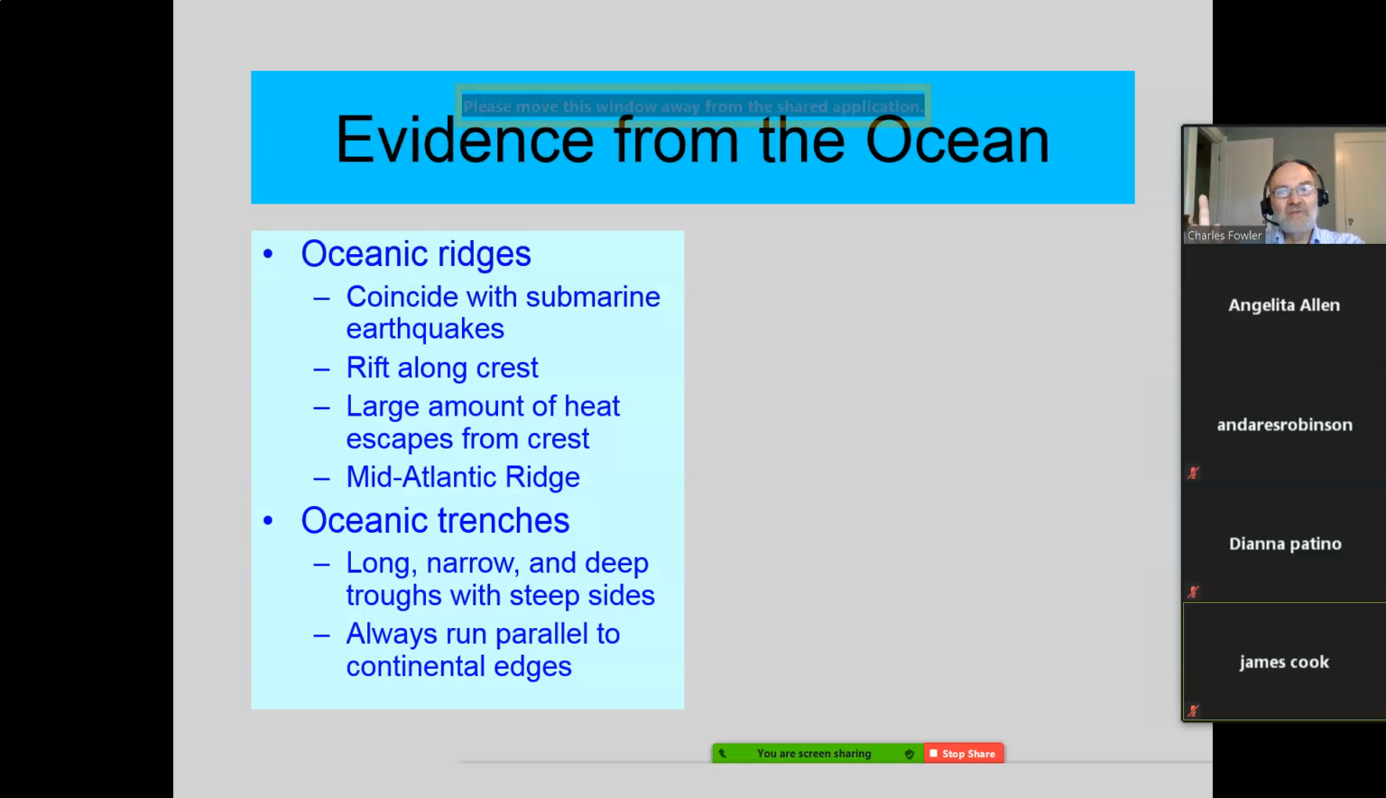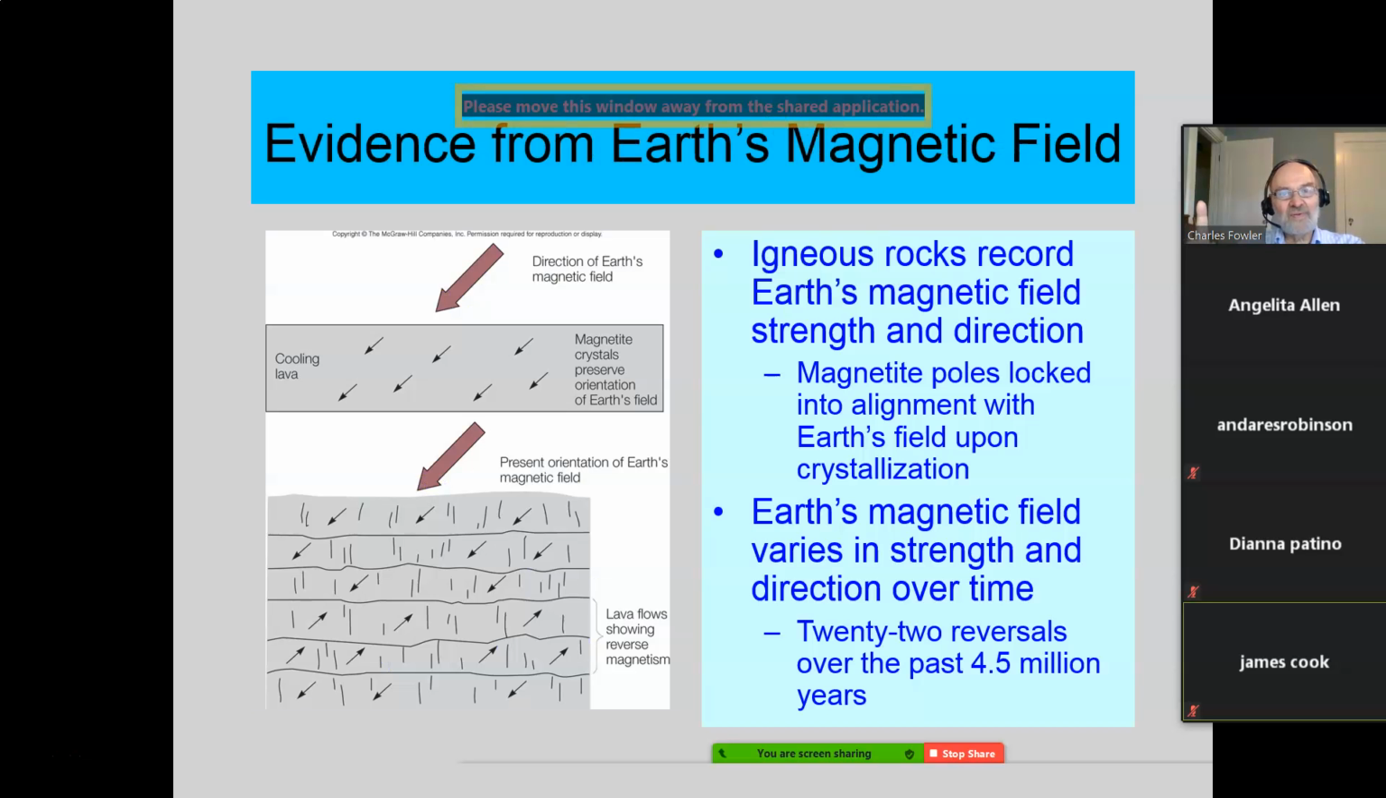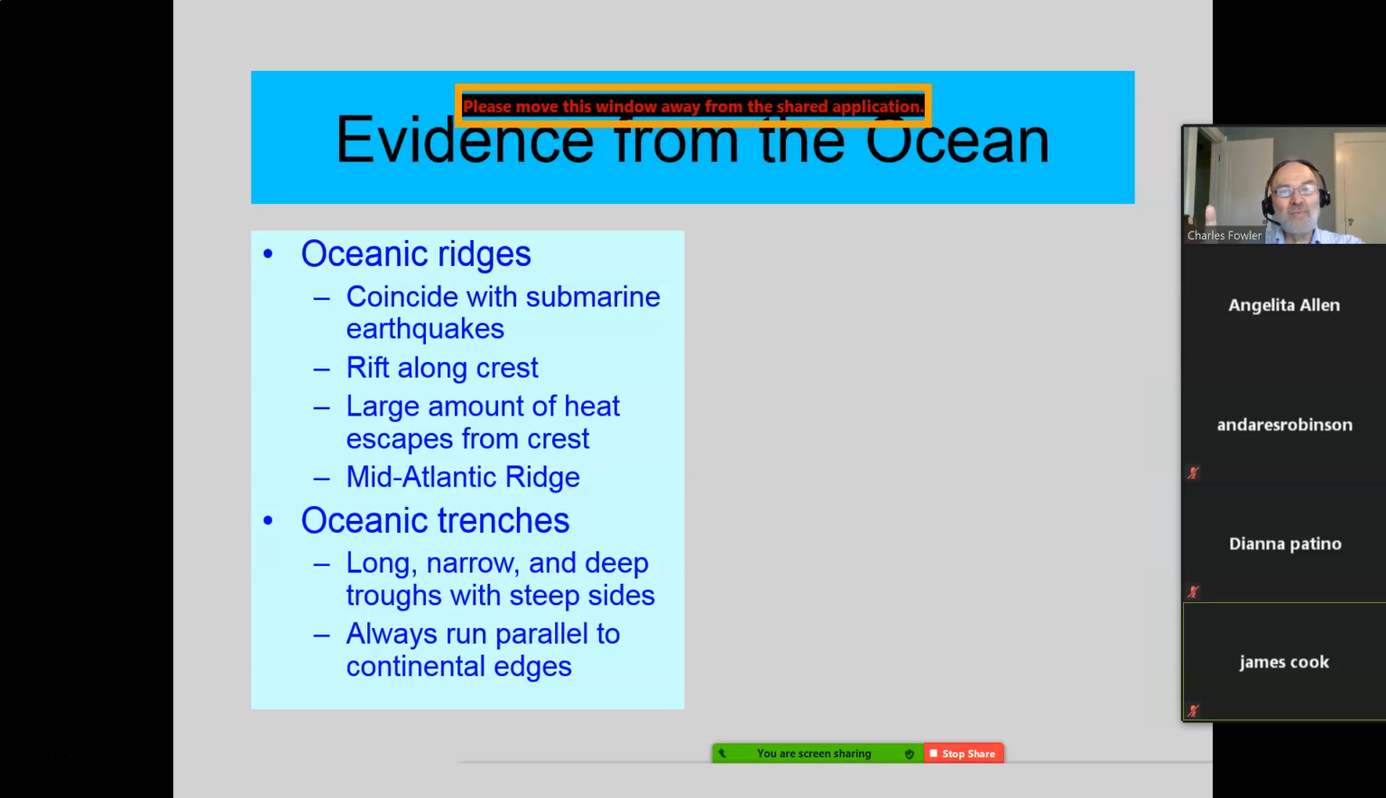Okay. So, evidence from the Earth's magnetic field: it's changed 22 times in the last 4.5 million years. So what? Well, combine that with what we've learned in the ocean. In the ocean, we have some ridges. Now, this is way underneath the surface of the ocean, and you'll find ridges under there. Okay? And these ridges happen to be coincident with submarine earthquakes that they have measured. They know they're happening.